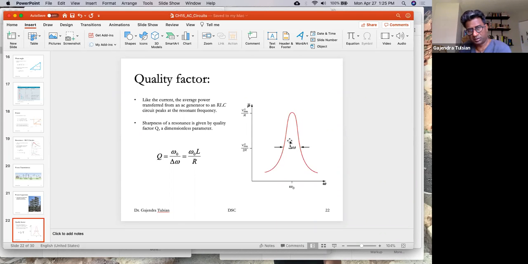The reason this is useful is, imagine radios, FM radios and stuff like that. If you have close by stations, and the quality factor of your receiver circuit is good, this peak would be sharp and you wouldn't catch any disturbance from nearby stations. So the quality factor is how sharp this peak is, and it is given by omega naught L over R. So low resistance circuits will have high quality factors.